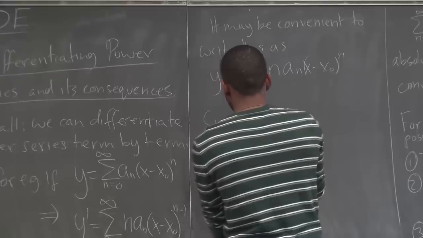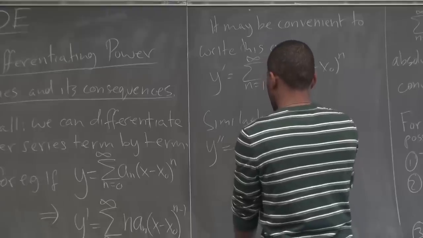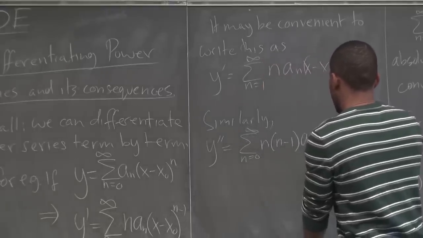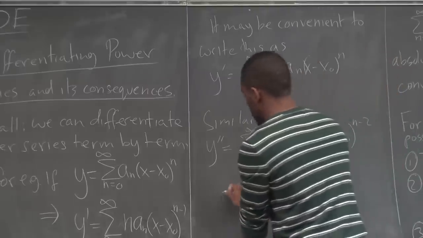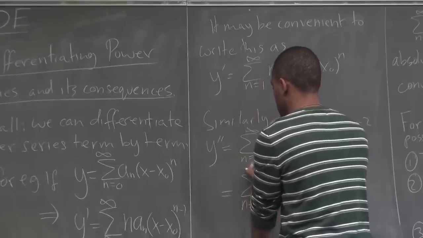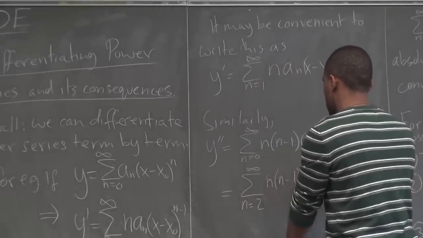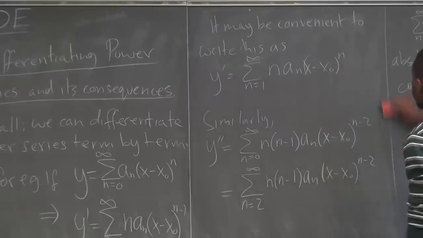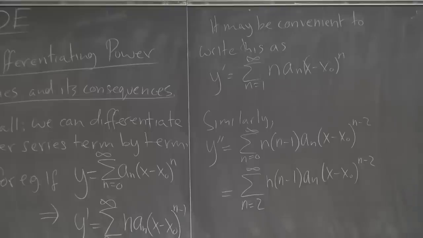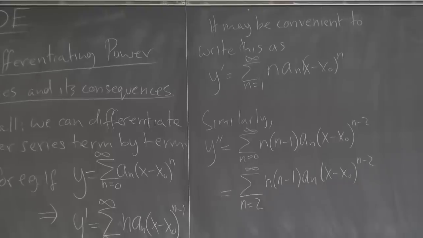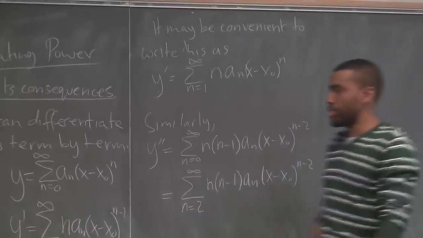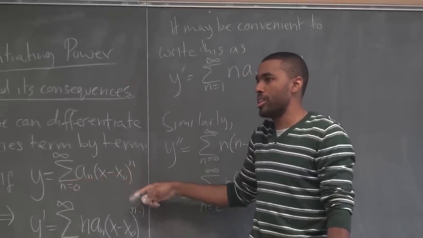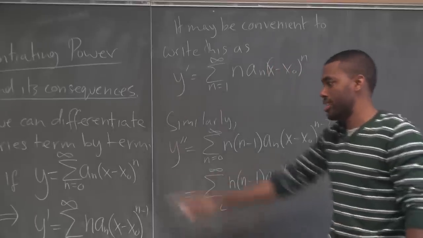Similarly, y double prime, I can just do the second derivative. n times n minus 1, a n, x minus x naught to the n minus 2, which, if I choose to write it, I can just start at 2. Or I could start at 1, and it would actually make no difference. So at this point, you should start to see where we're going with this. We're going to be assuming that the solution to some differential equation has a series form, and we're going to need y prime and y double prime to plug back into the equation, right? This is what they're going to look like.